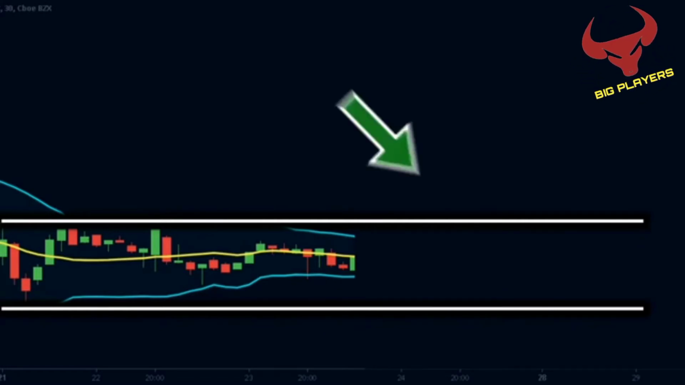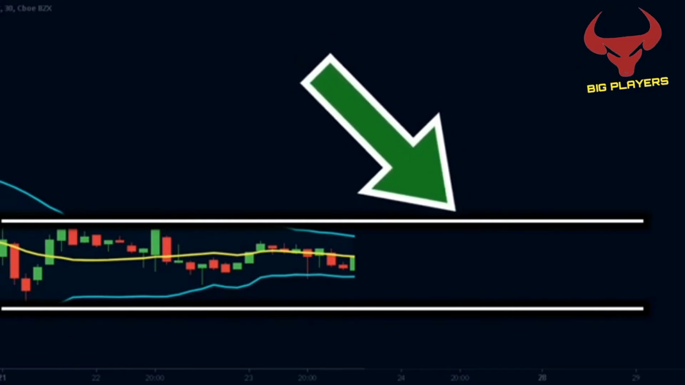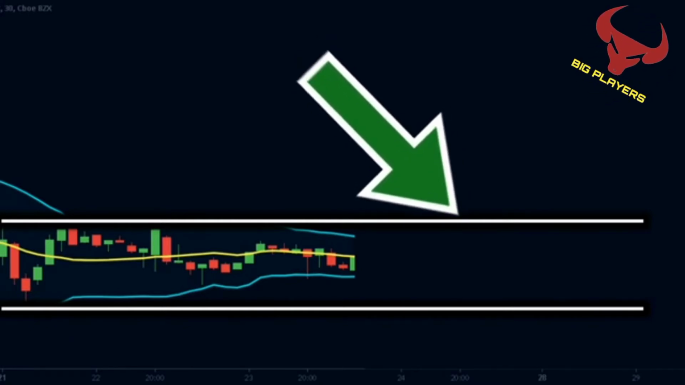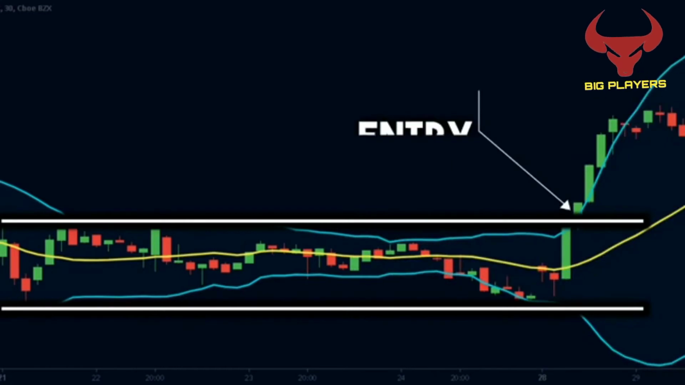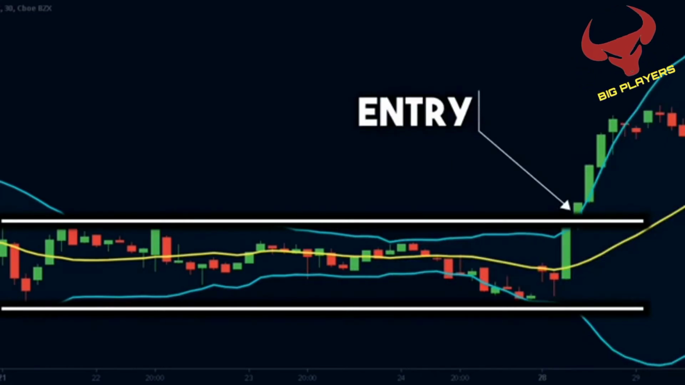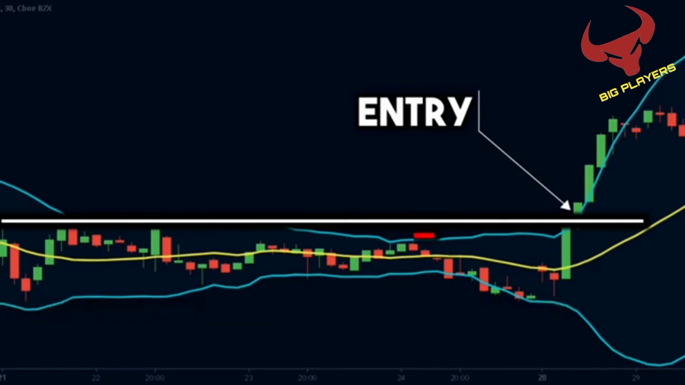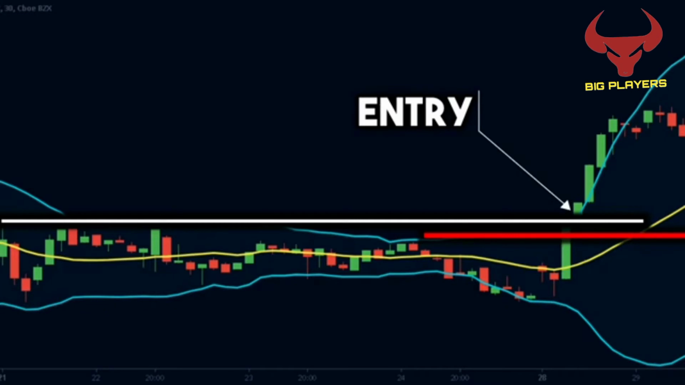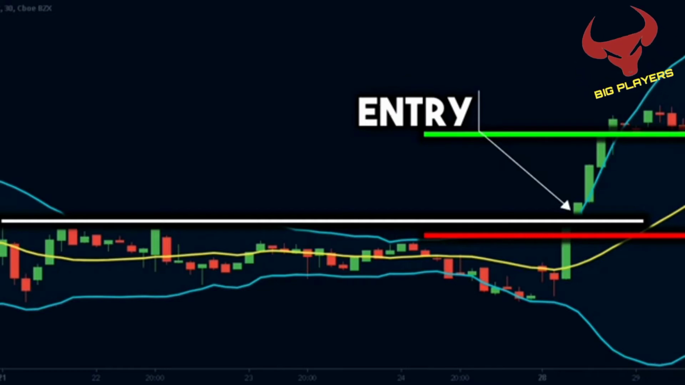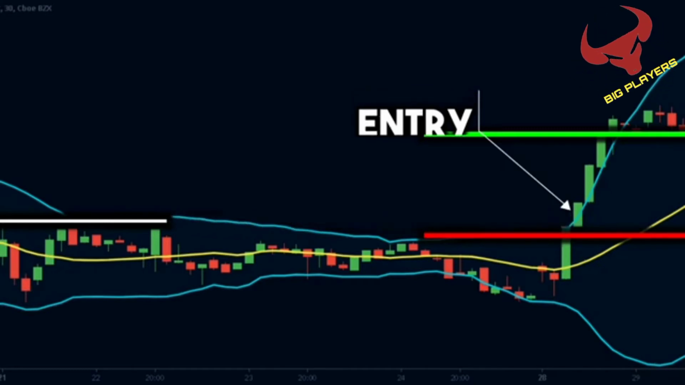So now, we will buy when the price breaks the resistance and closes above the upper band. Here is our entry. The price breaks the resistance as well as closes above the upper band. We enter here and keep our stop loss below the resistance. For targets, we can exit at 2:1 risk to reward ratio.